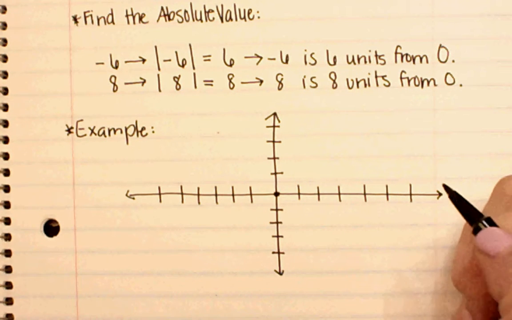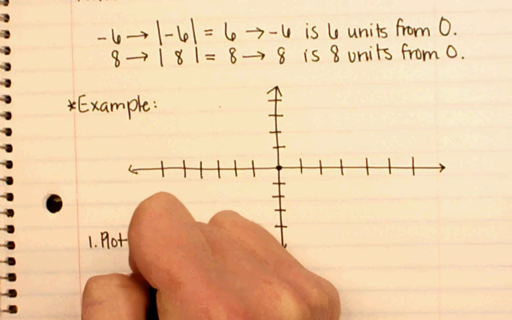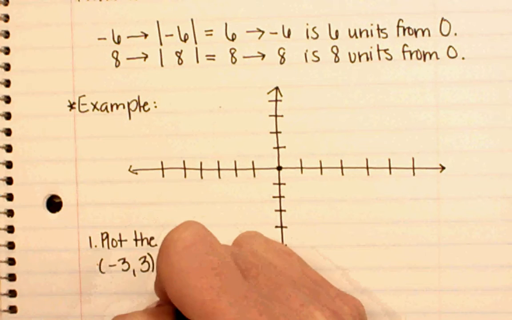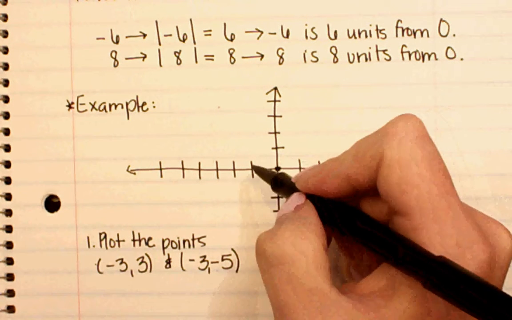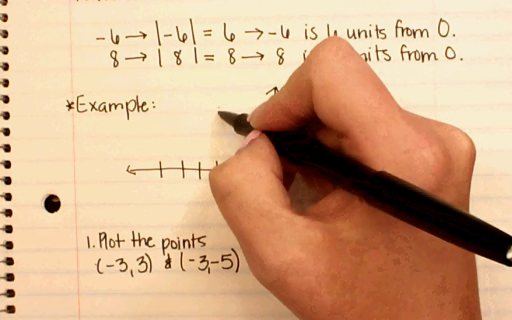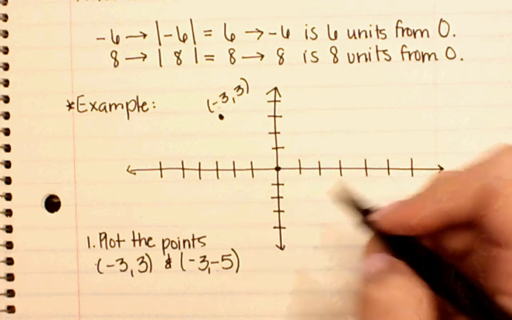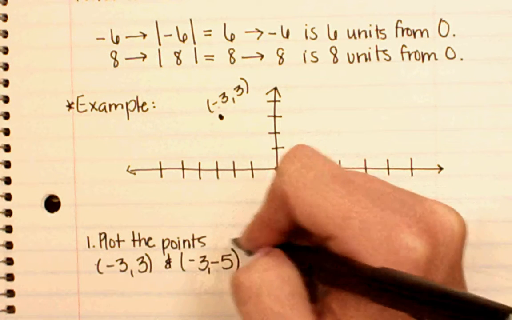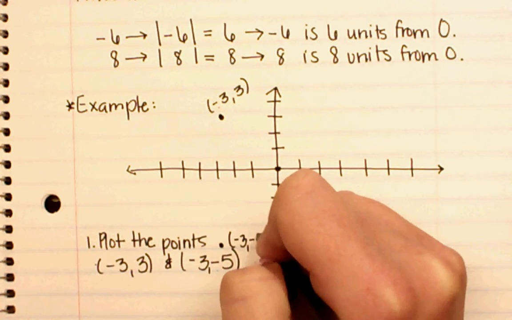And we're going to plot the points: (-3, 3) and (-3, -5). So I have -3, I'm going to go to the left 3 times, 1, 2, 3, and then go up 3 times, 1, 2, 3. There's (-3, 3). Then I'm going to plot my next point, (-3, -5): 1, 2, 3, 4, 1, 2, 3, 4, 5. This is (-3, -5).